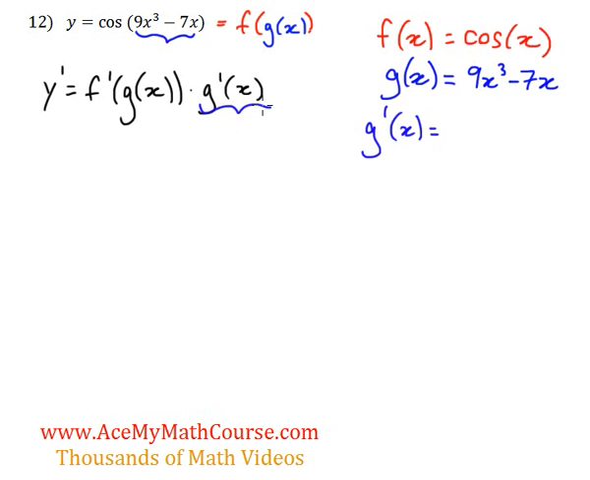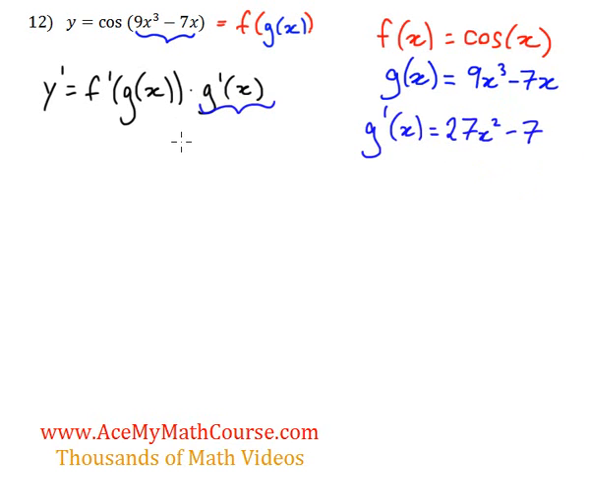Great. Now, what is g prime of x? G prime of x is just going to be, I can just bring down the 3 multiplied by the 9 and get 27x squared. Usually I take the prime of f of x first. Just want to switch things up a little bit right now in this example. So we have 27x squared minus 7, which is the derivative of negative 7x.